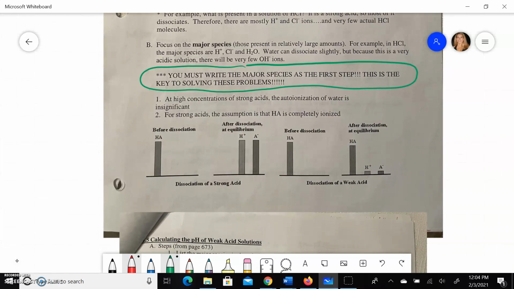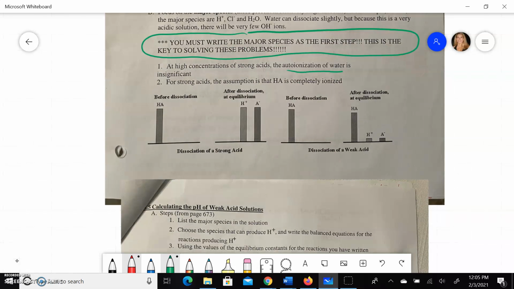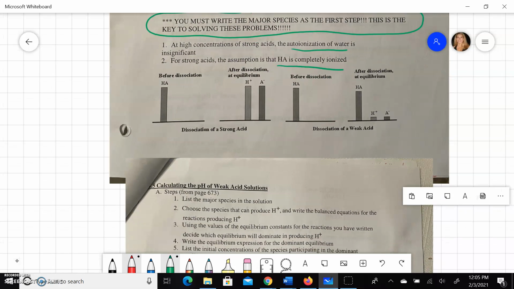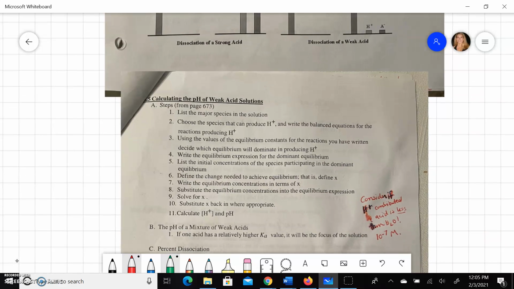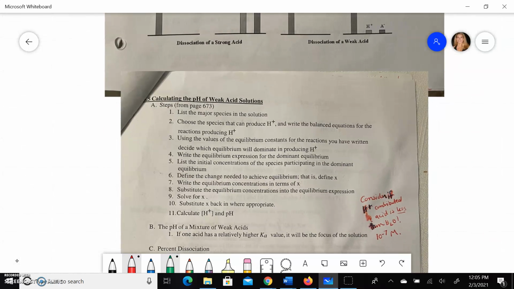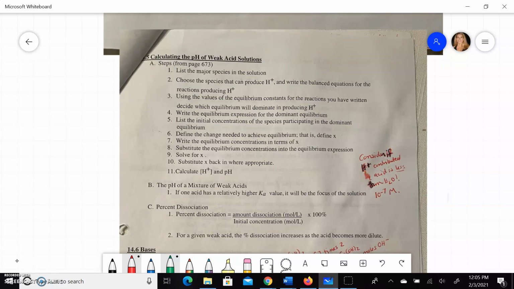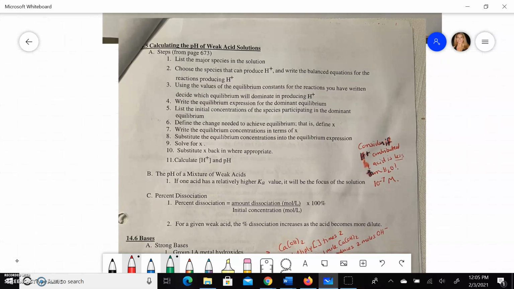Keep in mind that at high concentrations of strong acid, the water is insignificant. The amount of water that breaks apart is not significant enough to actually calculate that into the icebox. For strong acids, we make the assumption that the acid completely breaks apart. And then this is kind of all the steps that I just went through. So this is just kind of a guideline as you're solving these problems to help you figure out what to do.